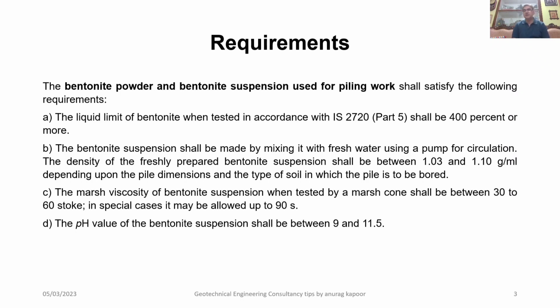circulation. The density of the freshly prepared bentonite suspension shall be between 1.03 and 1.10 gram per milliliter, depending upon the pile dimensions and the type of soil in which the pile is to be bored. The marsh viscosity of bentonite suspension when tested by a marsh cone shall be between 30 and 60 seconds. In special cases, it may be allowed up to 90 seconds. The pH value of the bentonite suspension shall be between 9 and 11.5.